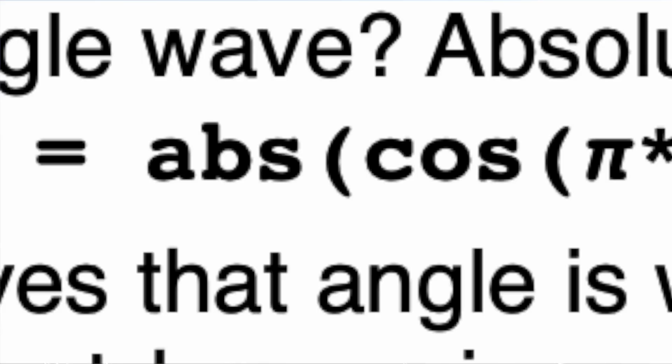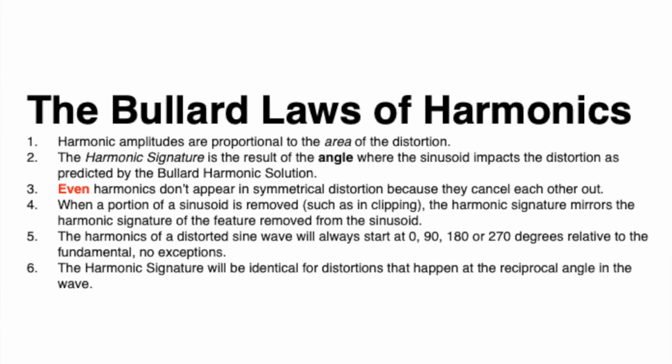The Bullard Harmonic solution is based on a cosine. It's not hard to understand. And law 6, that's due to the ABS function. I realized the ABS function was needed, and years later realized that's a law. That means that a distortion at the top peak or the bottom peak have exactly the same spectrum.